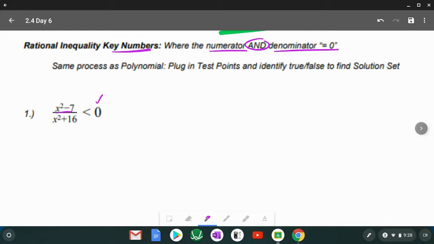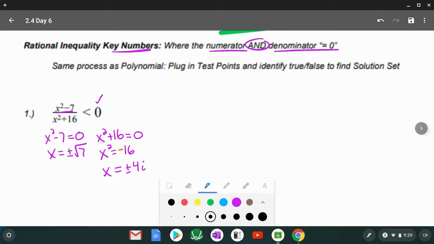So this one does not factor, but we can solve it. So x squared minus 7 equals 0. x equals plus or minus root 7. So those are two key numbers there. The next part is x squared plus 16 equals 0. x squared equals negative 16. So x equals plus or minus 4i.